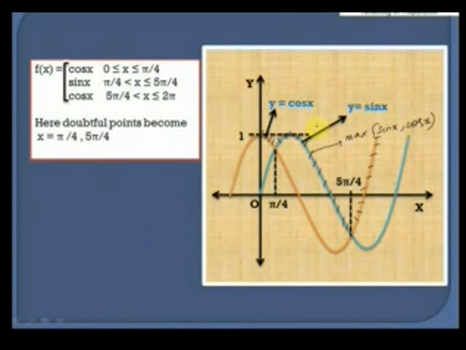So, f(x) is equal to cos x when x is greater than or equal to 0 and less than or equal to π/4. It is equal to sin x when x is greater than π/4 and less than or equal to 5π/4, and is equal to cos x when x is greater than 5π/4 and less than or equal to 2π. Now we see that the doubtful points here are x equal to π/4 and 5π/4, which are doubtful because there are sharp edges occurring at these points.